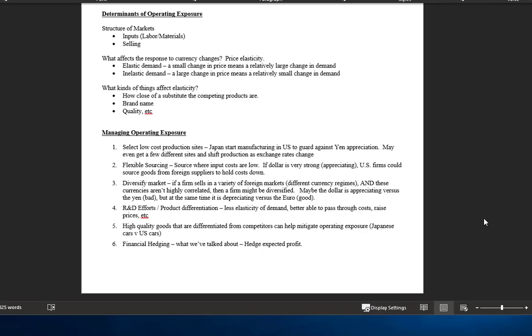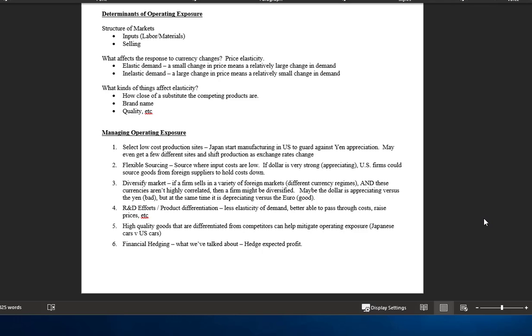Number 5 here, high quality goods that are differentiated from competitors can help mitigate operating exposure. A classic example would be Japanese cars versus US cars. I think US cars have been closing the quality gap in the past decade or so, but not fully. Japanese cars still have a competitive advantage in terms of quality, and that was certainly true 10, 20, 30 years ago. They were clearly better cars, and so people would be willing to pay more for them, even if the cost were higher.